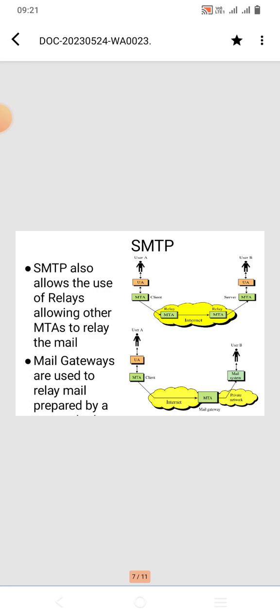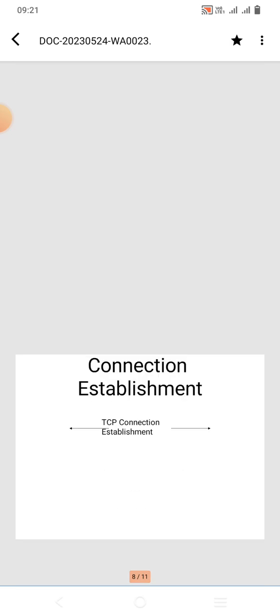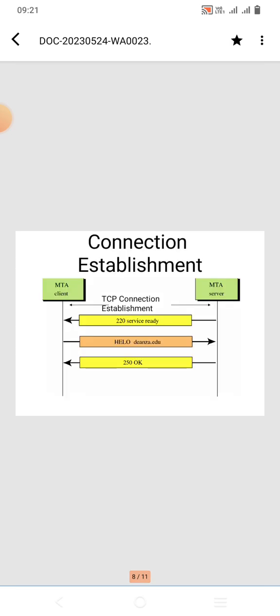You can see in this diagram, whenever the SMTP client wants to communicate with the server, it is done with the help of the user agent and the MTA agent, with the MTA relay at the client side and the MTA relay at the server side. This is the connection establishment between the MTA client and the MTA server. When the server is ready to provide service, it sends a 220 service ready message. When it is acknowledged by the hello message, it then sends a 250 OK message.